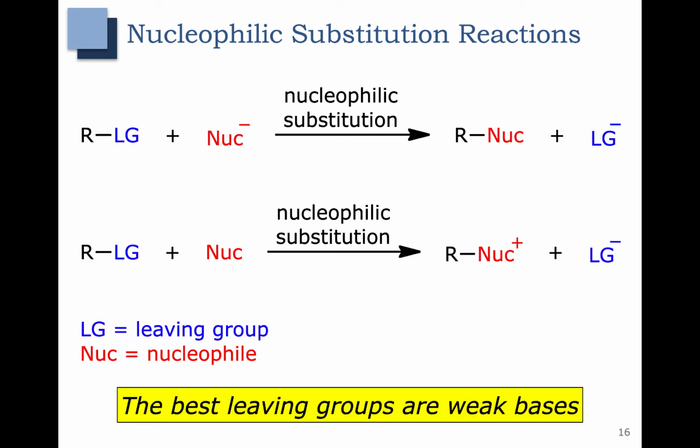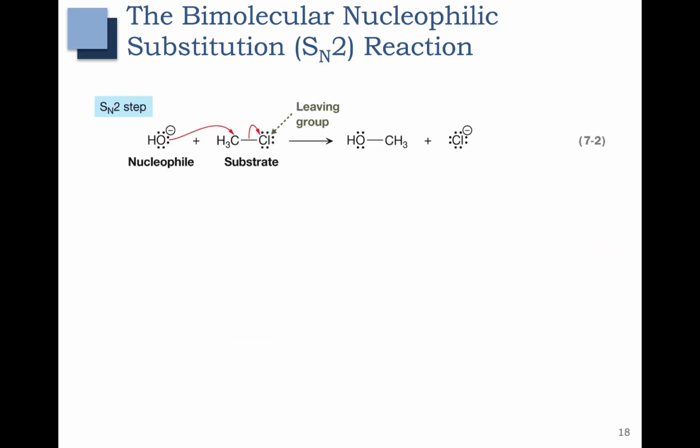The best leaving groups will be weak bases once they come off in the negatively charged form, as you're seeing here. Weak bases are stable, and we want our leaving group to be more stable than the incoming nucleophiles. Nucleophiles, on the other hand, are going to be electron-rich. Let's look at some examples of substitution reactions.